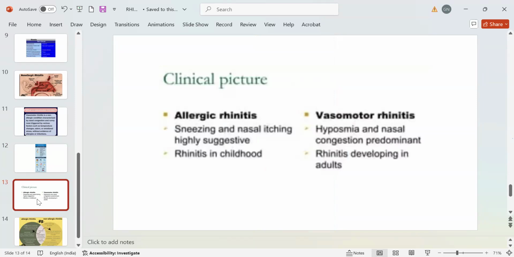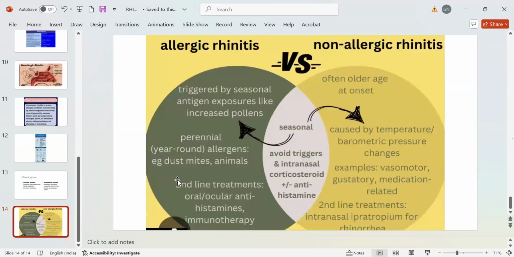Clinical picture is almost same: sneezing, nasal itching, and this is a disease of childhood, and this occurs after the age of 20 in case of adults. Hyposmia and nasal congestion predominantly, otherwise other symptoms are almost similar.